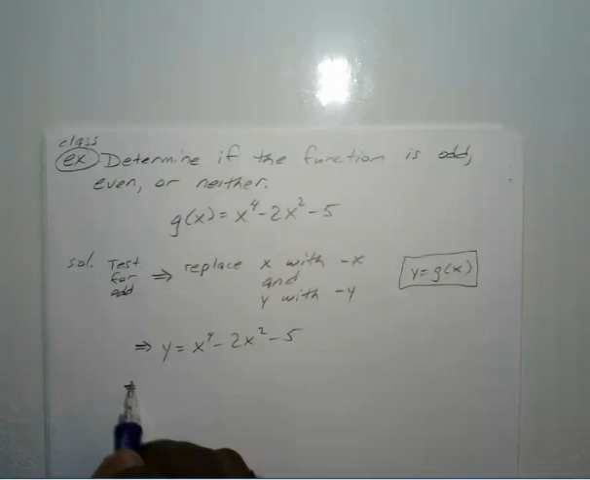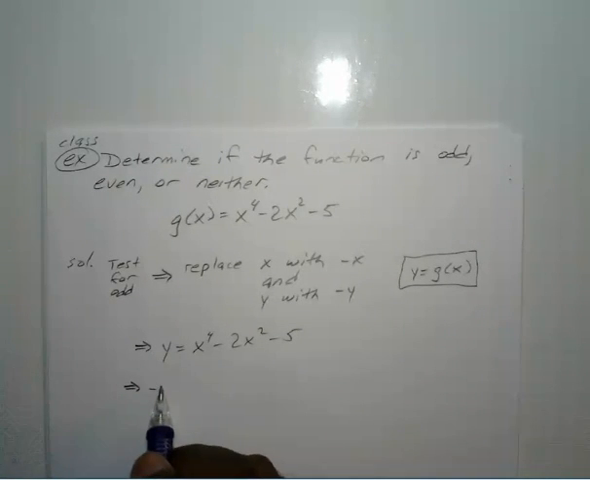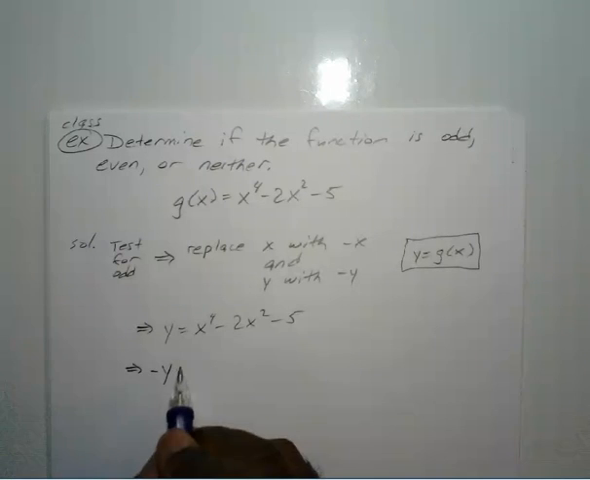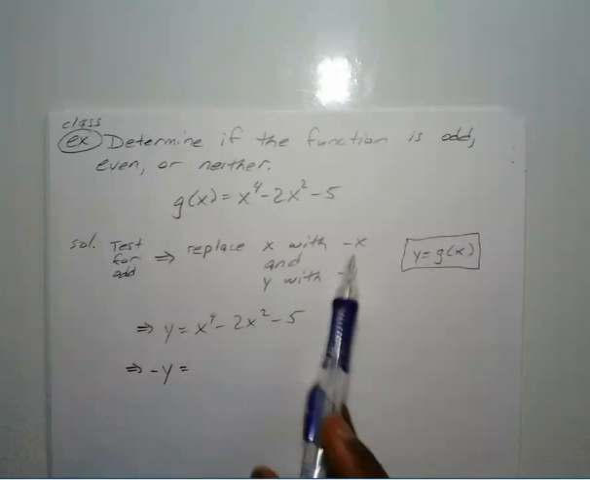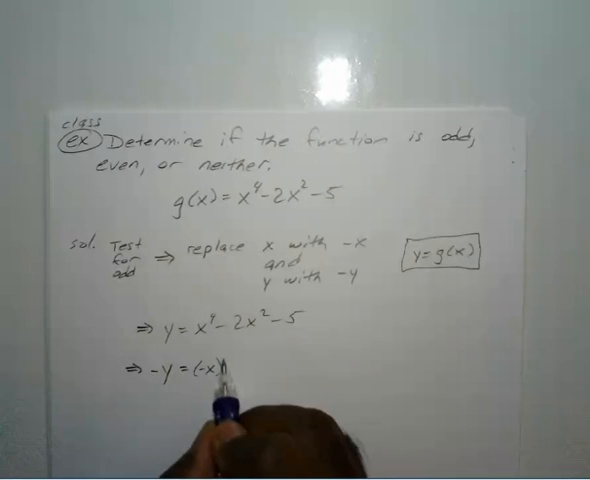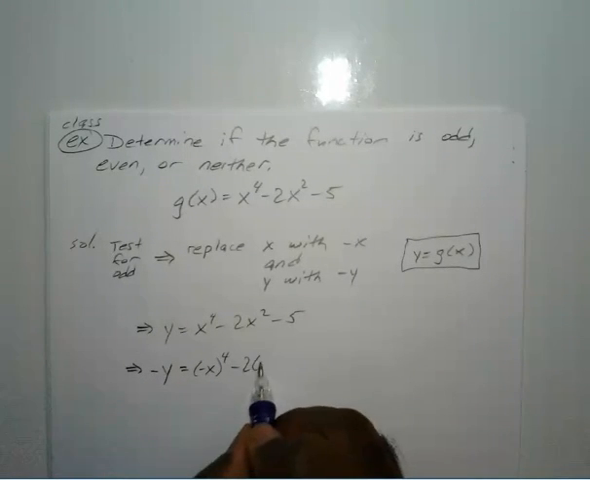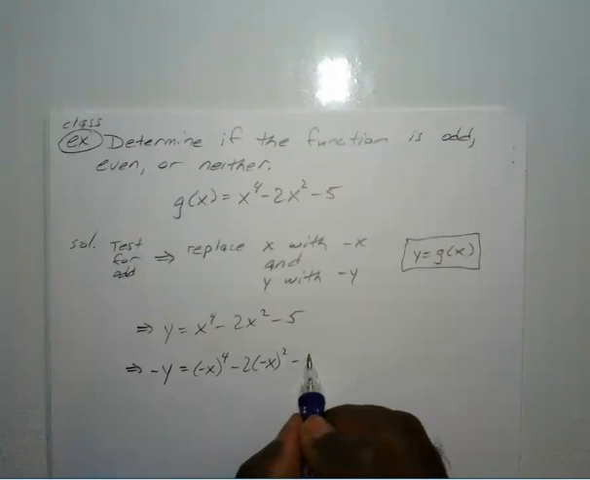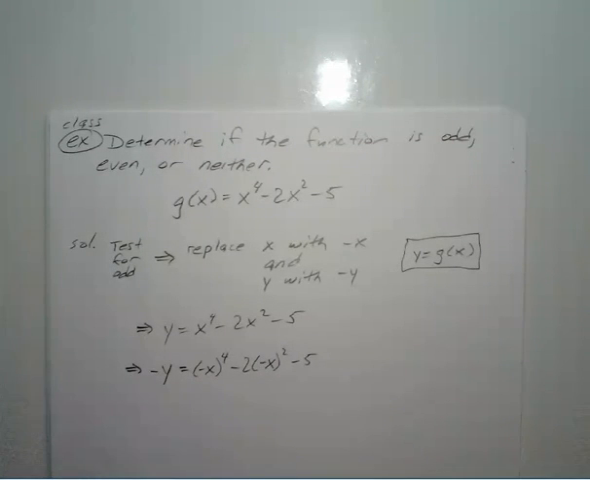But if we go ahead and replace y with negative y, that's negative y equals, and x, we're going to replace that with negative x. You have negative x to the fourth power minus 2 times negative x squared minus 5. All right. Okay, so we know that negative x to the fourth power, negative x times negative x times negative x times negative x is just x to the fourth power. We have negative y equals x to the fourth power.